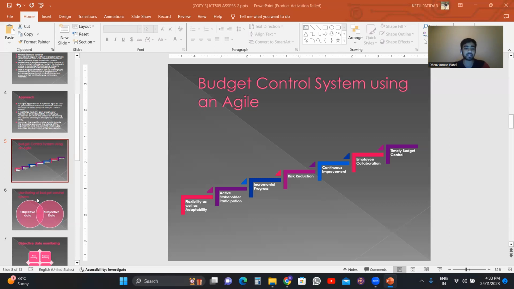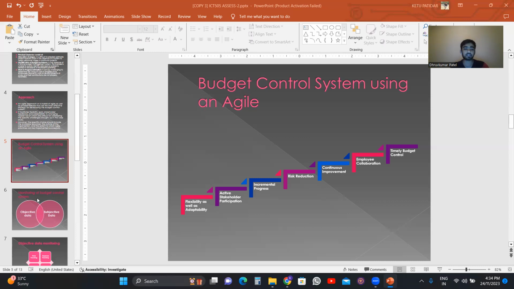The Agile method encourages team members to work together. This method can help with coordination and data exchange, which is important for effectively distributing salaries and evaluating work in progress costs, since staff work on many projects. And in the last one, I talk about timely budget control.